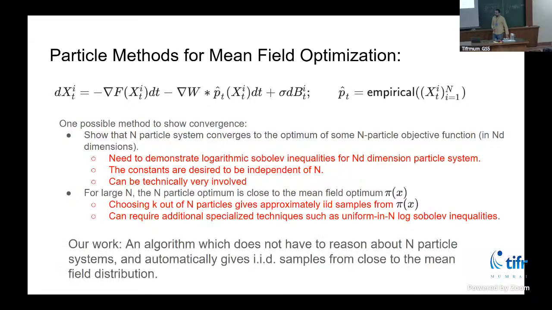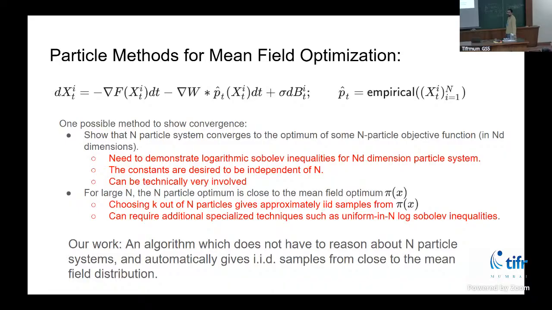Okay. So our work said that these are all very hard questions. We don't know how to solve them. Or at least I don't know how to solve them. So what I'll do is I'll give an algorithm which does not have to reason about these n particle systems at all. It will just consider the mean field system and it will automatically give IID samples from close to the mean field distribution. The first part I avoid, and the second part I avoid. I don't have to prove.